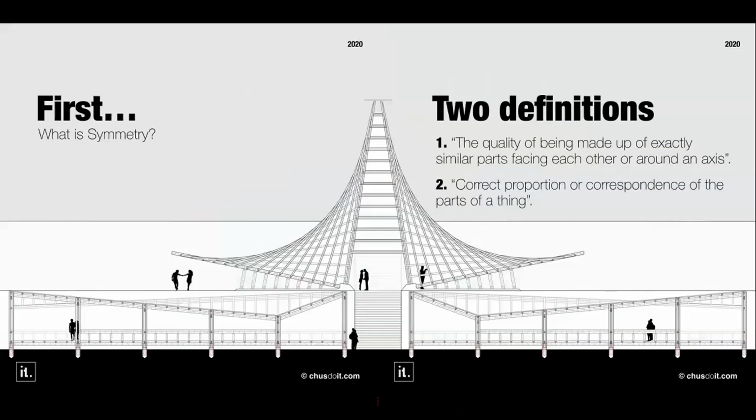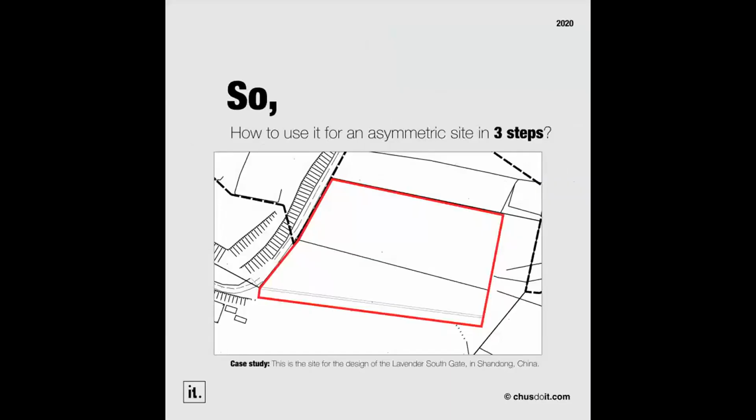First, let's define symmetry. 2 common definitions are: Number 1. The quality of being made up of exactly similar parts facing each other or around an axis. And number 2. The correct proportion or correspondence of the parts of a thing. So, how to use symmetry for an asymmetric site in 3 steps.